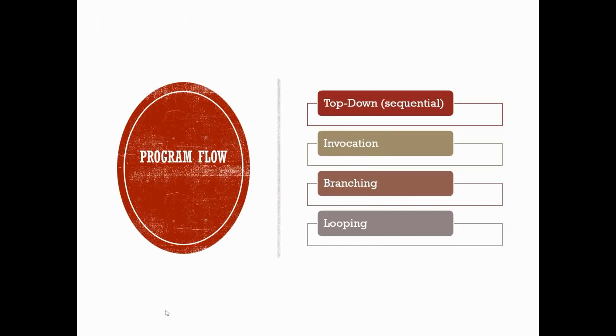Now we introduced 4 different types of program flow: top-down, invocation, branching, and the final program flow that we're going to be talking about is looping. There are 2 types of looping structures that we're going to talk about, and the first one is a for loop. This is what a for looks like.